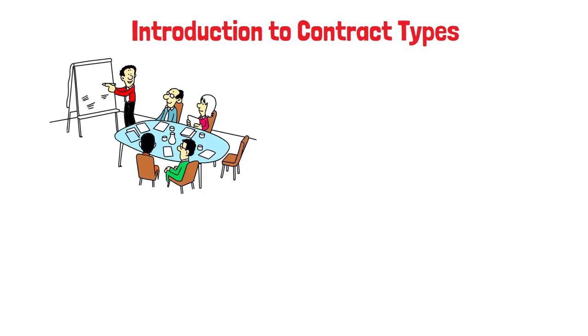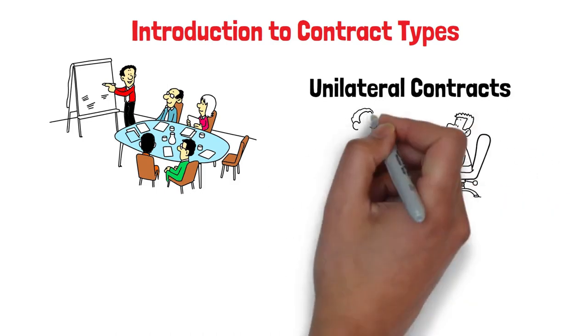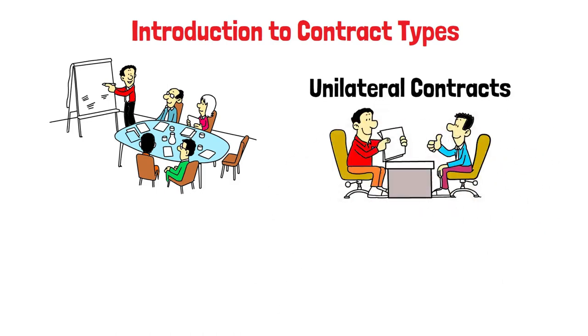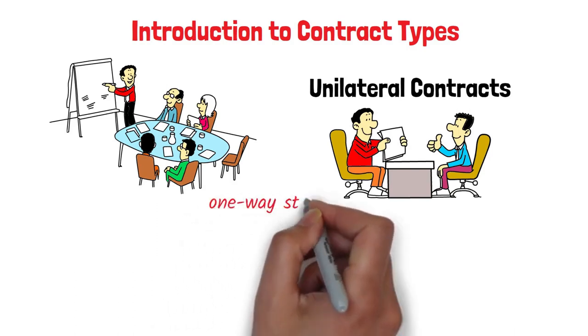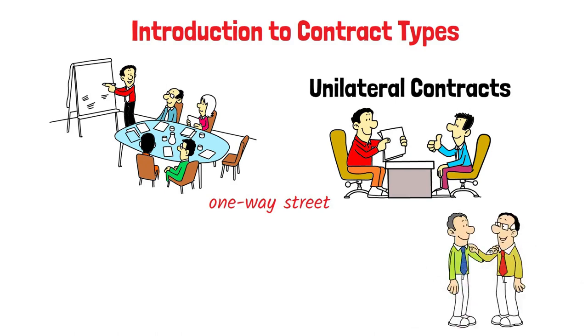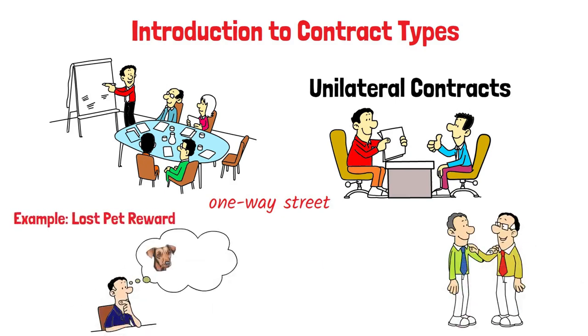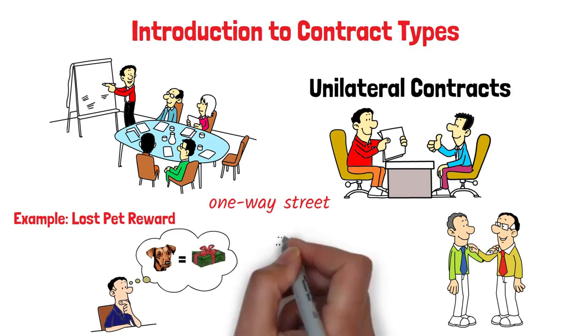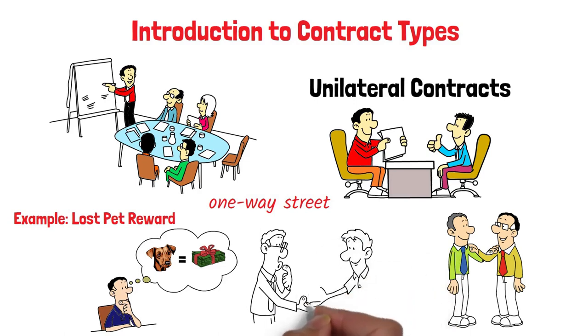First up, we have unilateral contracts. In a unilateral contract, one party makes a promise in exchange for a specific act from the other party. It's a bit like a one-way street. The party making the promise is obligated only if the other party performs the requested action. Think about a lost pet flyer offering a reward. If you find the missing pet and return it, the person who made the offer is obligated to pay the reward.